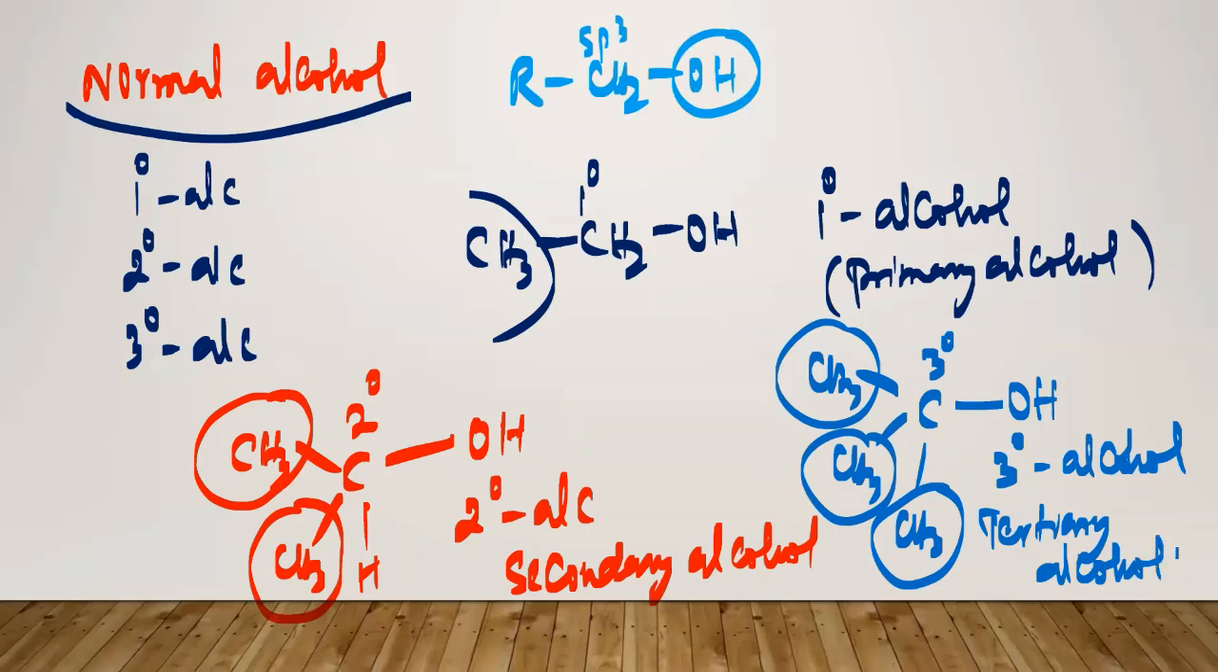I hope, my dear friends, you are understanding. So normal alcohol can be 1 degree alcohol when the OH group is present on a 1 degree carbon, and it can also be 2 degree alcohol when the OH group is present on a 2 degree carbon, and it can be tertiary alcohol when the OH group is present on a 3 degree carbon, my dear friends. I hope you have understood.